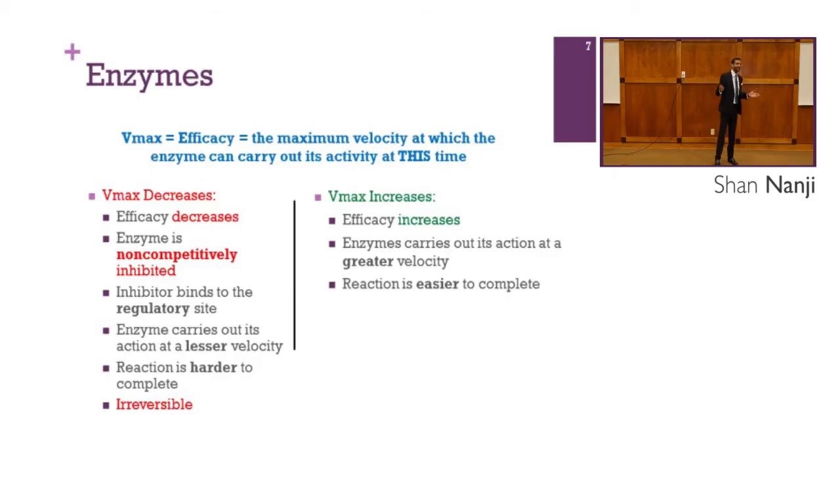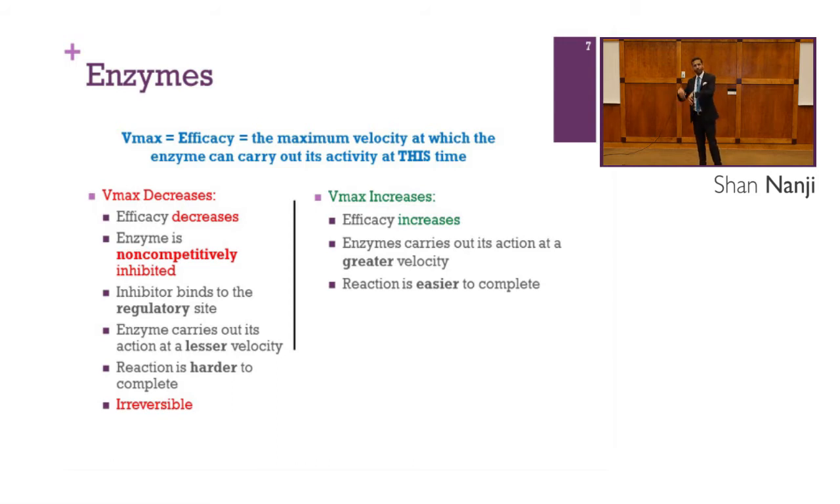We did Km, now we have to talk about Vmax. Vmax is the maximum velocity at which the enzyme can carry out its activity at that time. So it's like the speed. How fast can that enzyme work? If Vmax goes down, efficacy goes down.